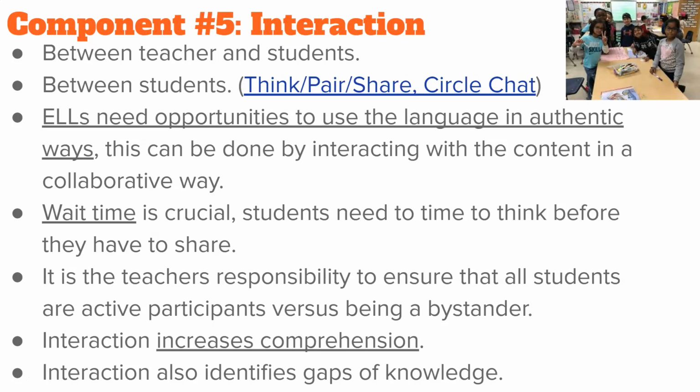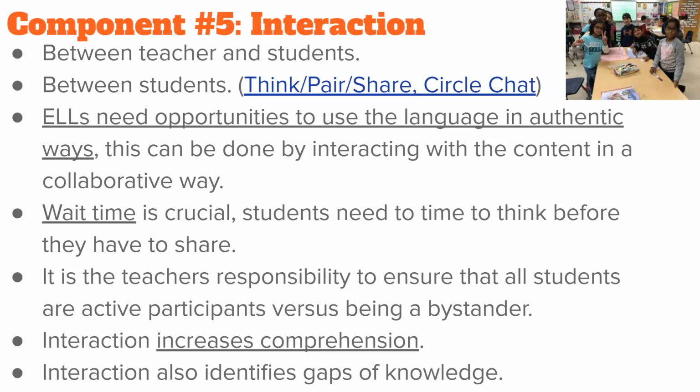Okay, it is the teacher's responsibility to make sure that all students are engaged, all students are active participants. And if they aren't engaged or not participating, figure out why and try to get to the bottom of what is going on. Most kids are eager to share. So if somebody doesn't want to share, maybe get to the bottom of why.